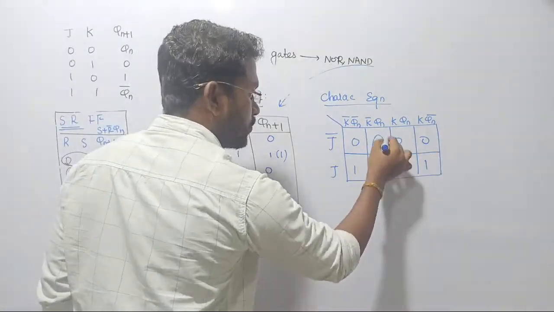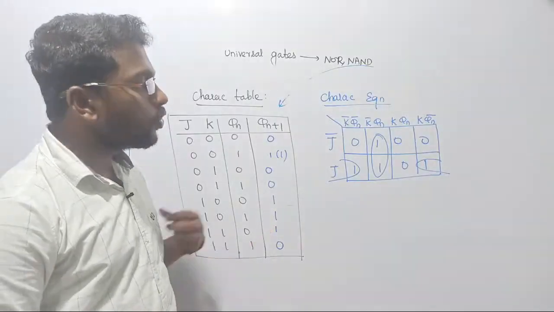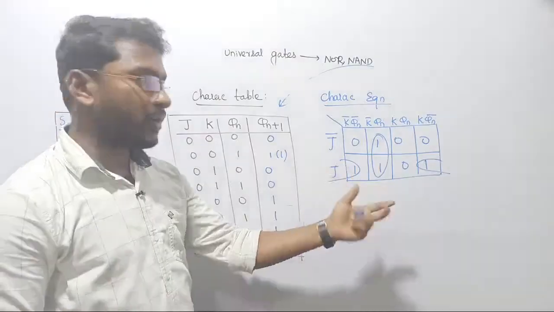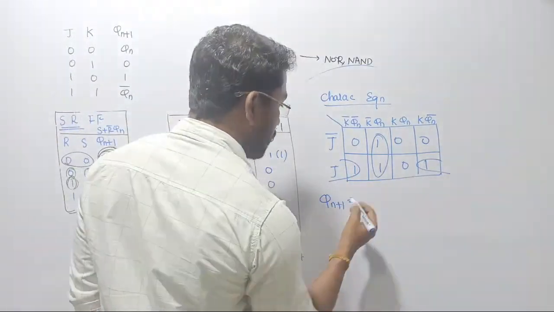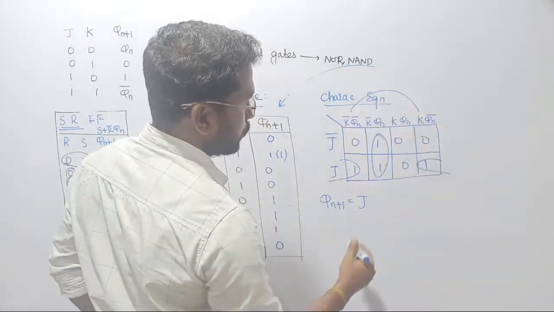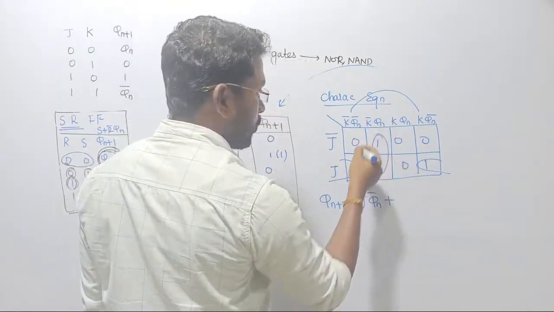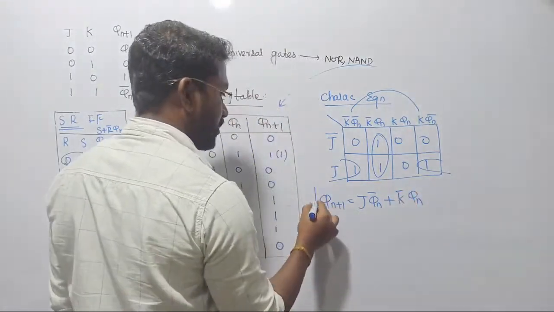Yes, simply we can group these two and we can group these two, because 4 grouping is not possible, but 2 grouping is simply possible. With only 2 groupings we are going to get the answer. Let's write the output. Qn plus 1 is equal to, from this we observe J into the common variable between these two, which is Qn bar, plus second case. In this grouping, this is 1, so here we are going to get K bar Qn. Clear?